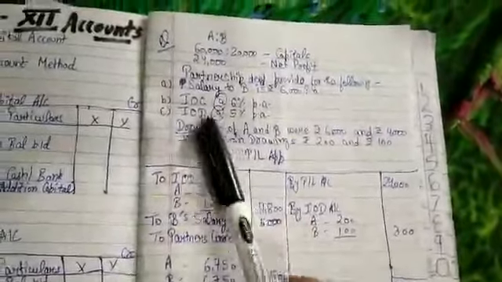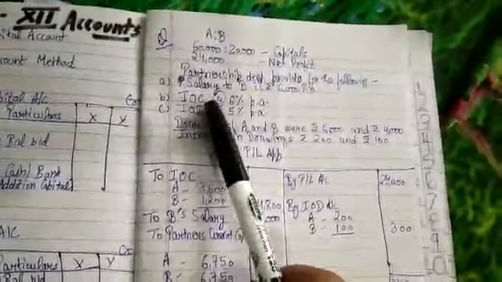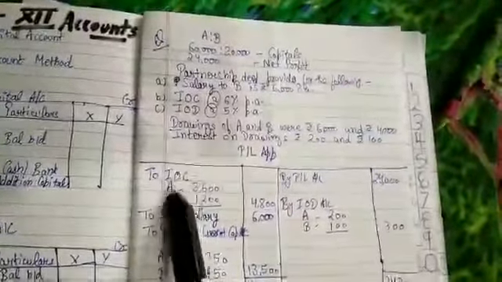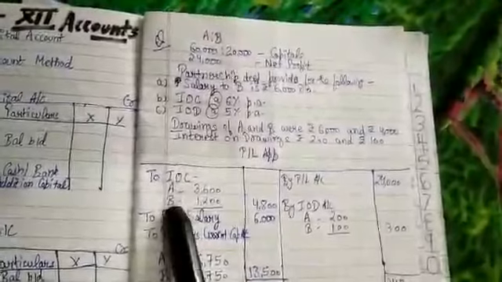Next, what is the partnership deed saying? It is saying interest on capital 6% per annum. So interest on capital to A and to B. So what is the capital of A?